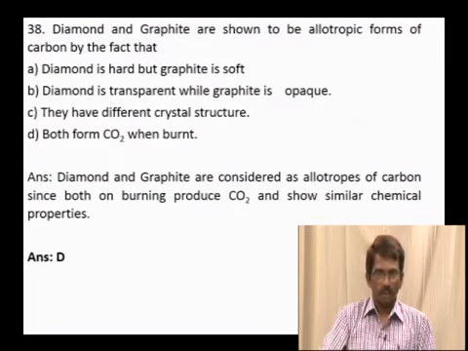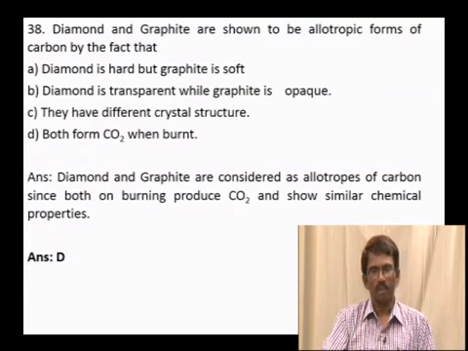Question number 38, diamond and graphite are shown to be the allotropic forms of carbon by the fact that diamond is hard but graphite is soft. Normally the allotropic forms are different physical forms of the same element, but with similarity in chemical properties. Diamond is transparent while graphite is opaque. This is in no way the correct answer. They have different crystal structures.